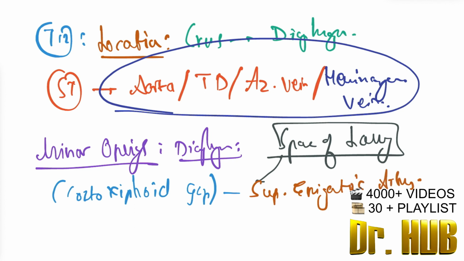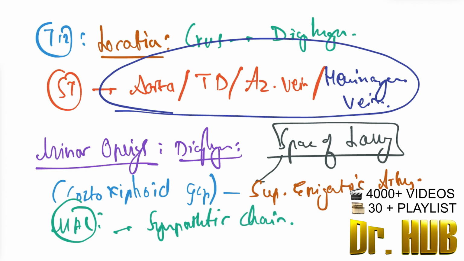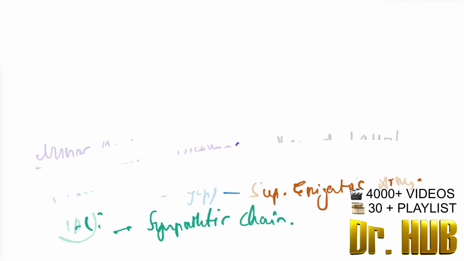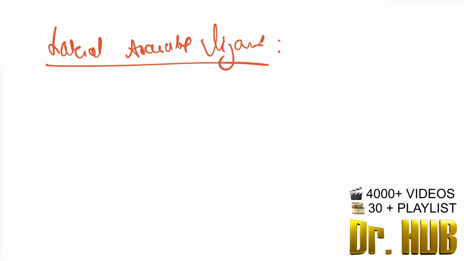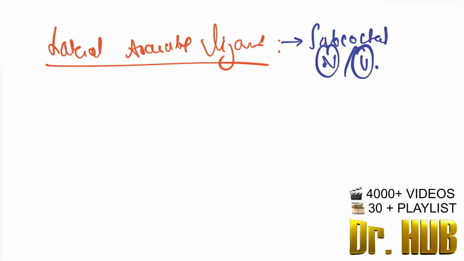Next is the medial arcuate ligament, which we write as MAL, and this is concerned with the sympathetic chain. Next we have the lateral arcuate ligament. The lateral arcuate ligament is concerned with the subcostal nerves as well as the vessels.